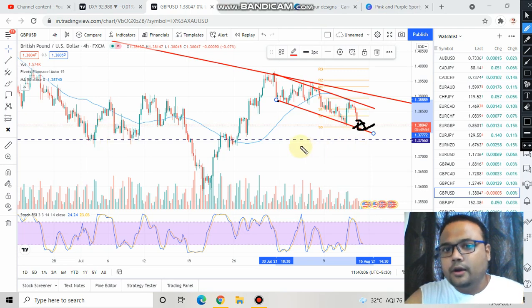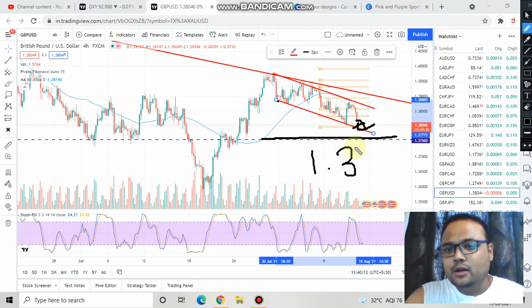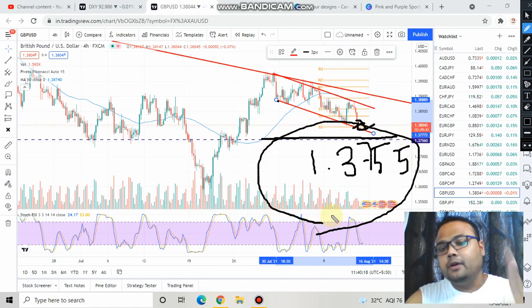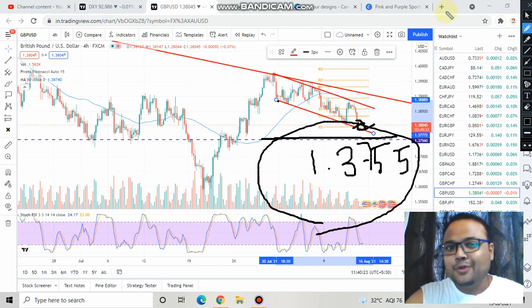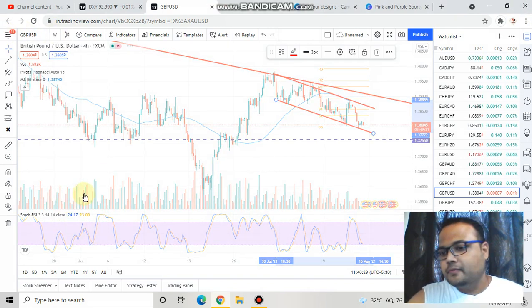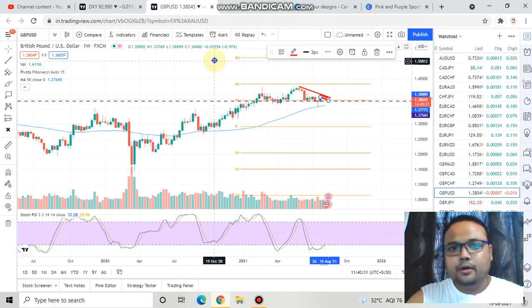On the other hand, you can see that I have also drawn a line here, and I have been speaking about this line for quite some time. This is 1.3755, and my dear friends, this level should be present in your charting platform because this line belongs to the weekly time frame. Yes, weekly time frame. And as you know, I'm a big fan of the weekly time frame because weekly time frame belongs to the big boys, the big players.